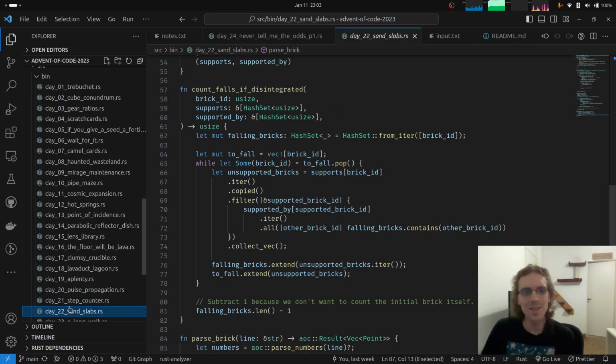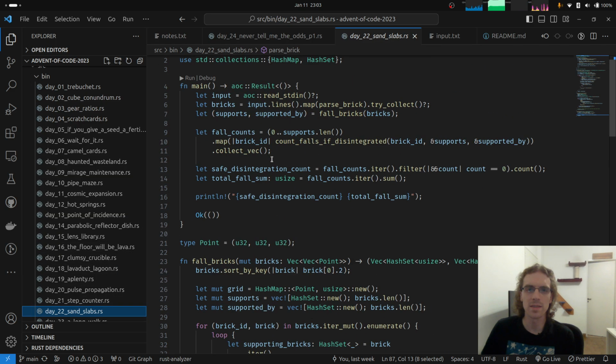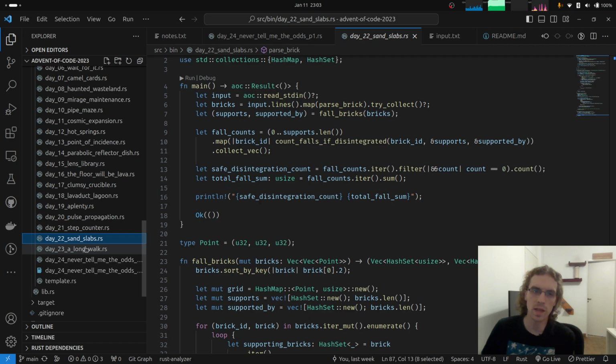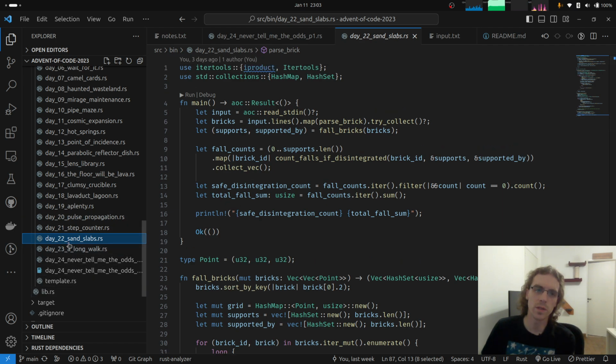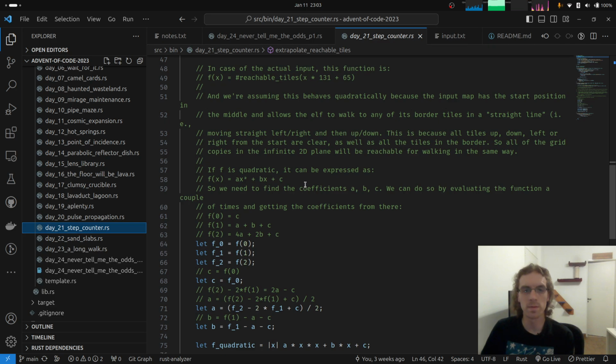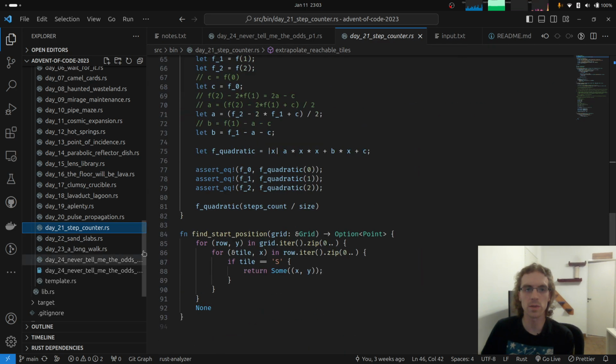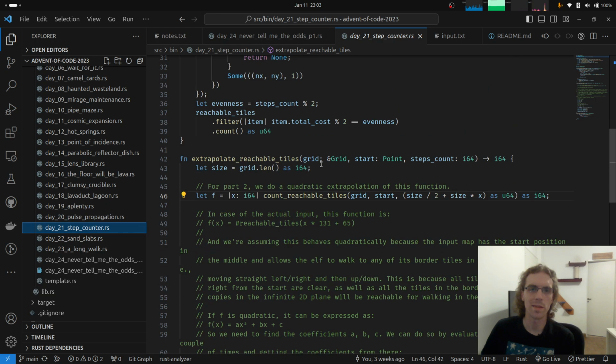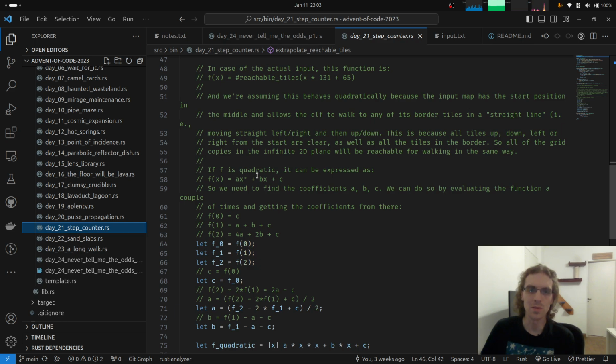Day 22 was an easy one. Yeah, this one was the first 3D. No, not the only 3D puzzle, because day 24 was also in 3 dimensions, but this was the first one of the year, and it was actually quite easy. Step Counter was another gnarly one. I was just uploading the video of that today, and damn, part 2 was quite gnarly. We also used algebra there.